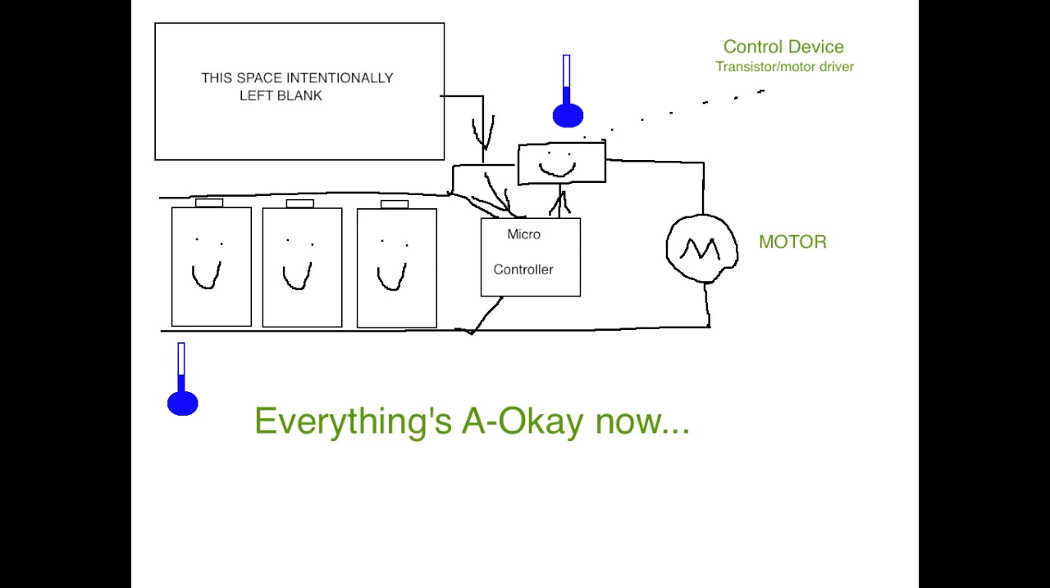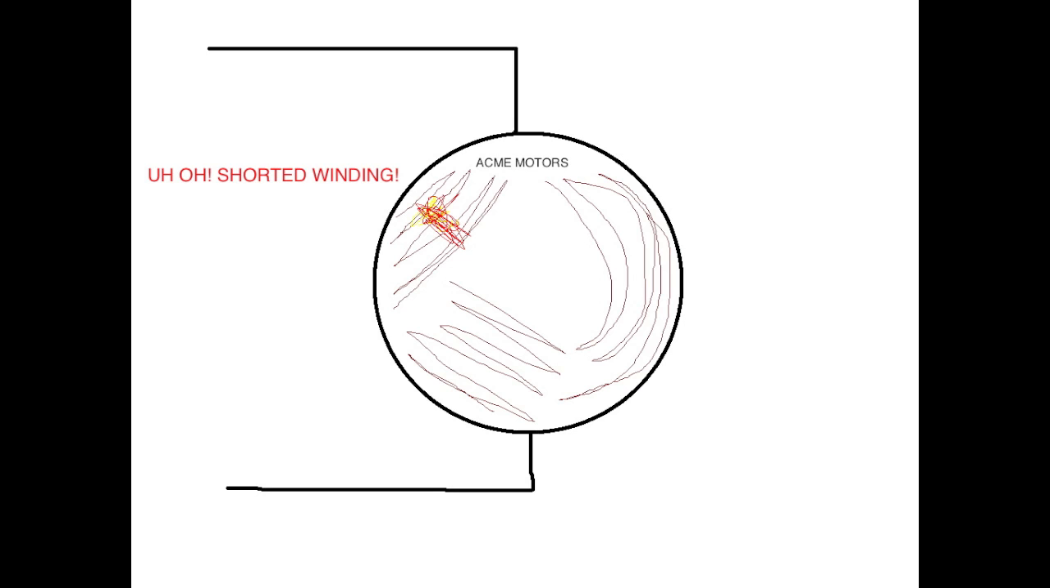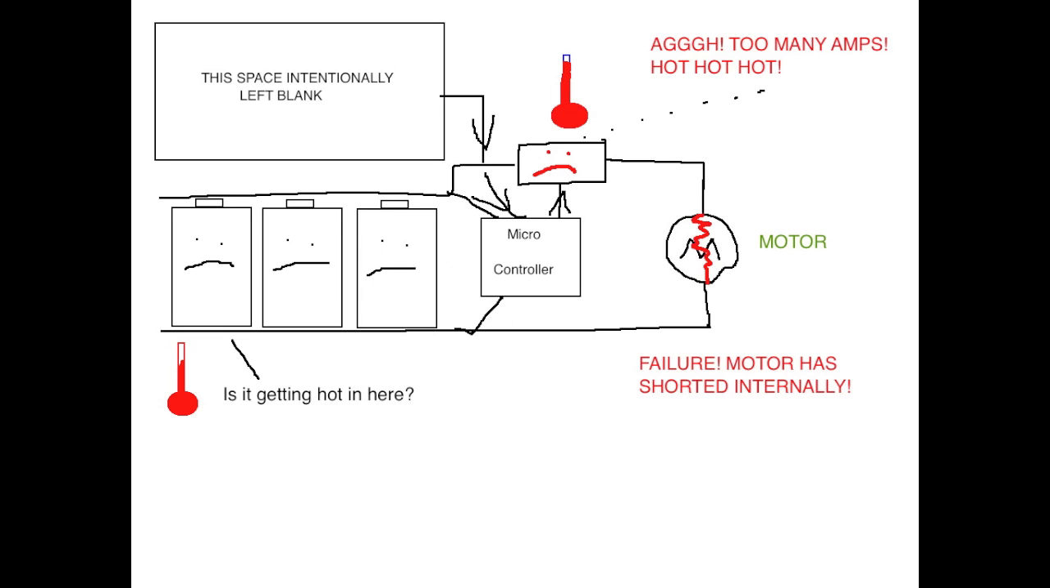But let's say something went wrong, like for instance, a winding shorted out in your motor. Well, let's consider our little circuit again. You'll see that the transistor is getting quite hot. And unless you do something about this right away, the transistor's probably gonna end up breaking.